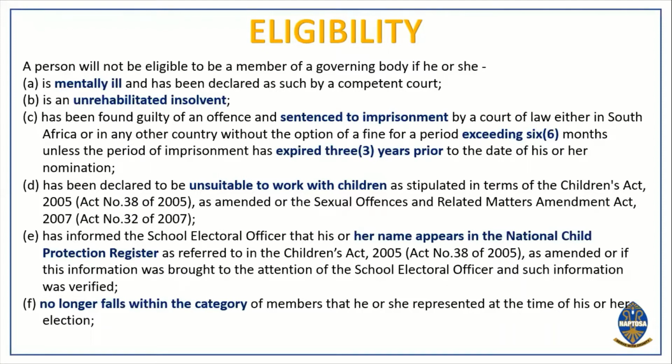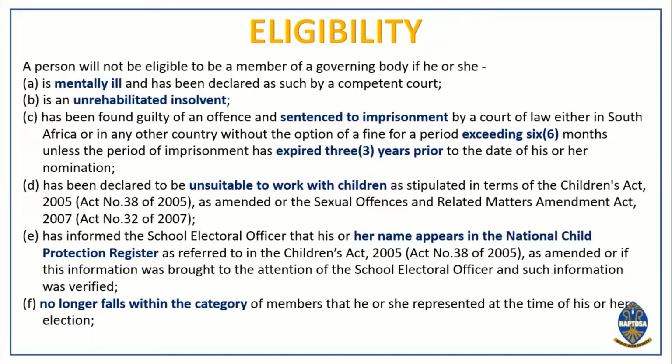Those who've been declared unsuitable to work with children in terms of the Children's Act or the Sexual Offences Act, if the name appears in the National Child Protection Register, because remember, these governing body members are going to be on school property, have access to school property, and you don't want people who've got a history of abusing children or committing sexual offences against children being part of your governing body.